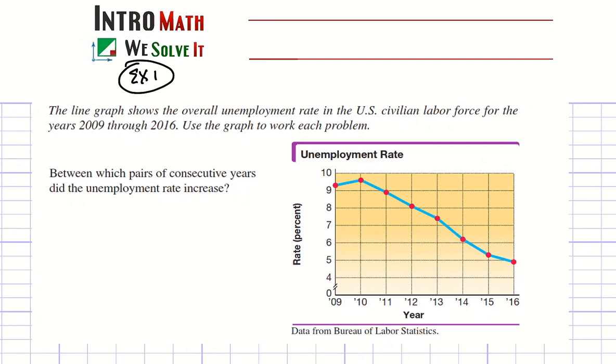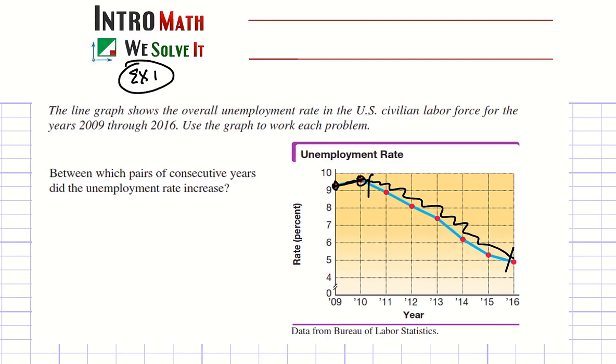You see what it said? Between which pairs of consecutive years did the unemployment rate increase? Look at the graph. You see that the unemployment rate decreases all the way. It's always going down. It never increased between this place and that place. The only place it increased a little bit, from here to here, it jumped up, because it sloped up, and then it started sloping down.